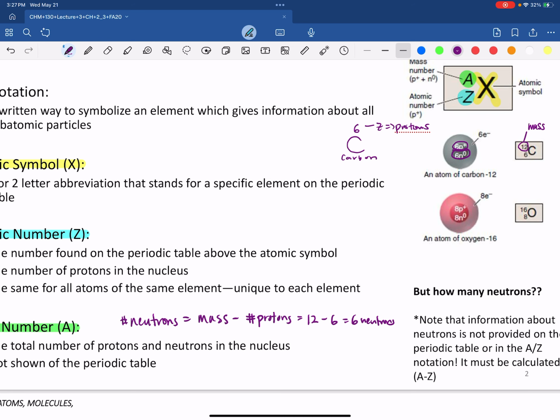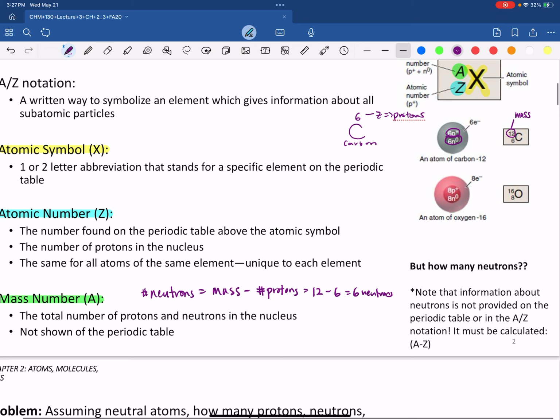So really, if we look in the lower right-hand corner here, it says, but how many neutrons? Okay, and it says here, note that information about the neutrons is not provided on the periodic table or in the AZ notation, but it can be calculated from the AZ notation because really it's always the mass minus Z, or the number of protons, right?